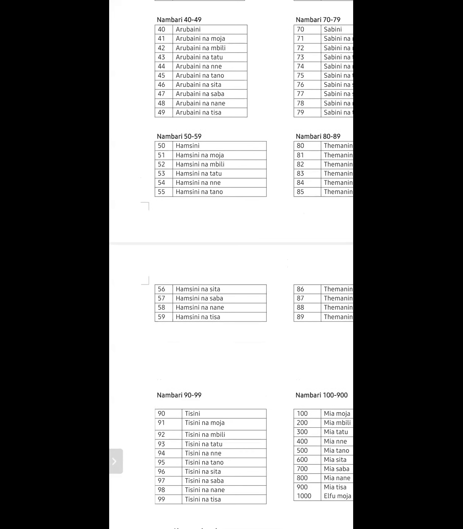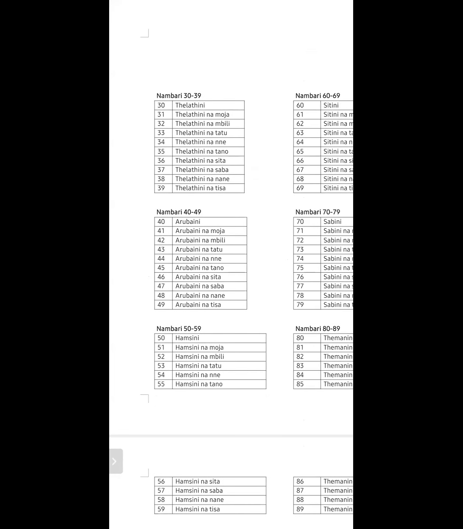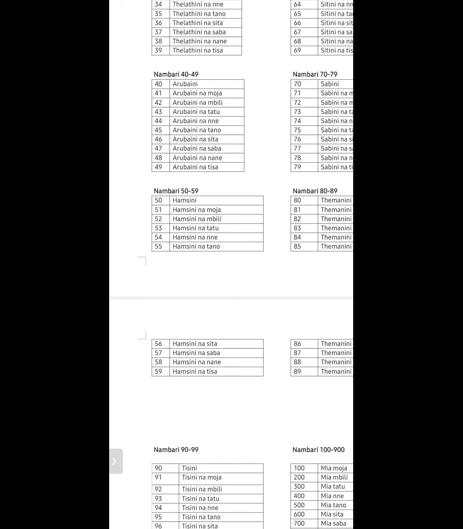So let me go back, just very fast. So 30 is thelathini. So we've seen that 10 is kumi, 20 is ishirini, 30 is thelathini, 40 is arubaini, then 50 is hamsini. So all numbers after 50, you say hamsini na moja, hamsini na mbili, hamsini na tatu, hamsini na nne, hamsini na tano, as you continue. Important thing is for us to know that 40 is arubaini, 50 is hamsini, 30 is thelathini. 60.